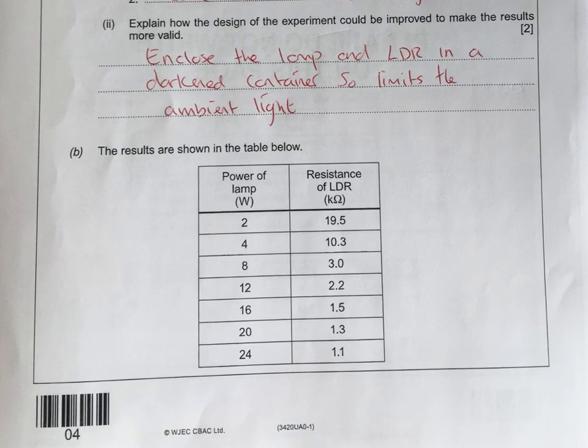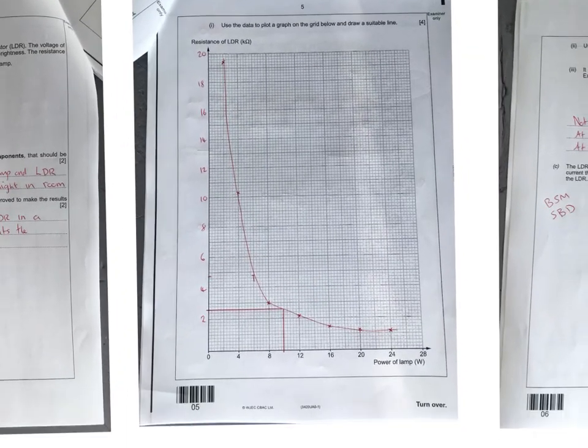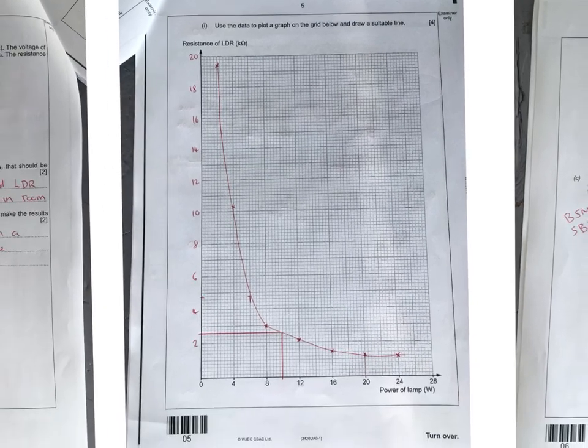So we've got a set of results. We've got watts against kilo ohms, so it's important to note that's a kilo ohm. And then we've got a graph for 4 marks. So we're going to do the scale. You get a mark for the scale, you get a mark for plotting, and then you get a mark for this curve.